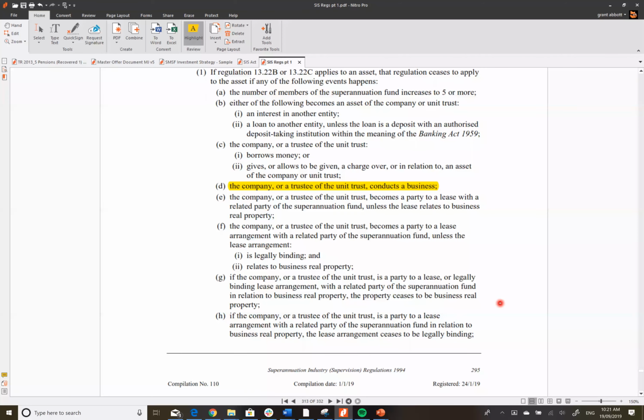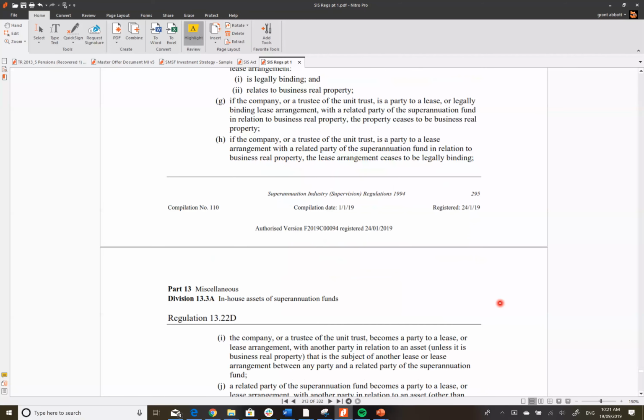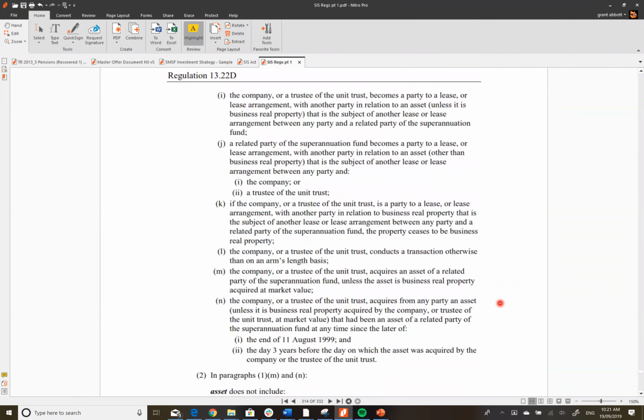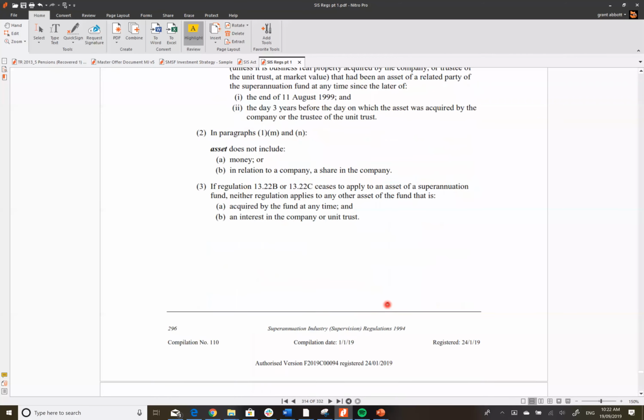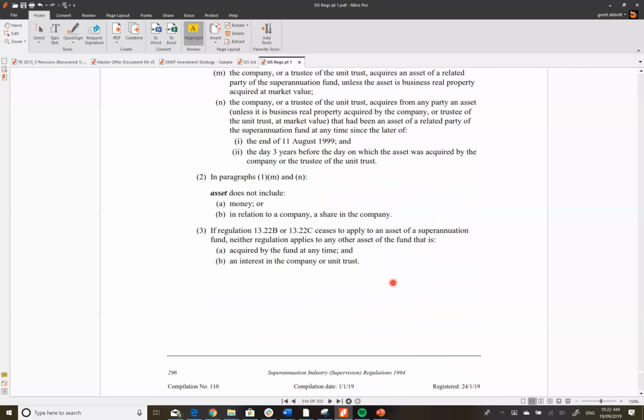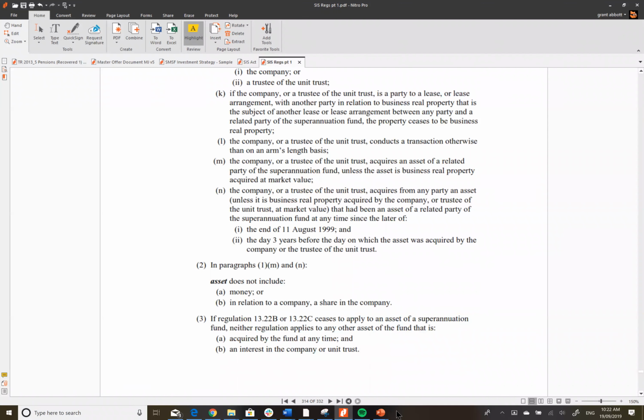If we go down all of these, there's quite a lot there, but it just makes sense. Remember it talked about in 13.22C, if the regulation ceases to apply to an asset of a super fund, neither regulation applies to any other asset of the fund that is acquired by the fund at that time or any interest at that time. So that's essentially where we are with 13.22C or D. We effectively can have a problem there.